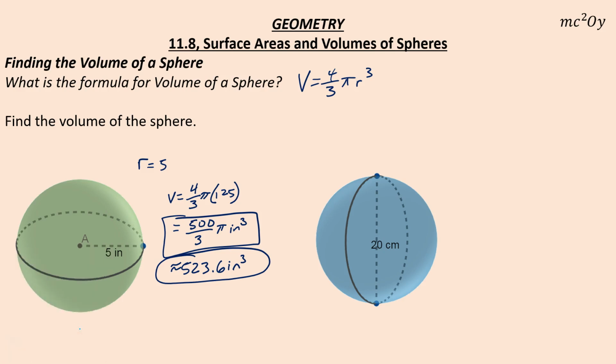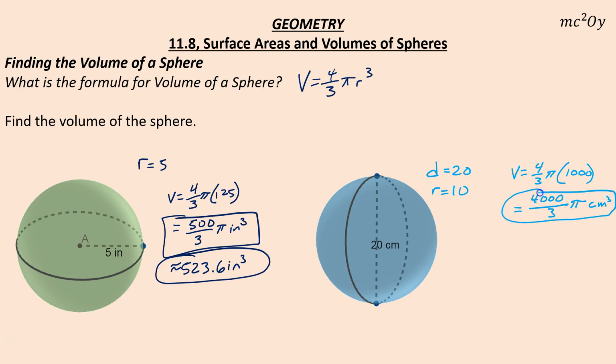Let's try another one. Over here, we know the diameter. So the diameter is 20, which means the radius is 10. So we can use that. Volume is equal to 4/3 pi r cubed. 10 cubed is 1,000, which is 4,000 over 3 times pi. That is our exact cubic centimeters. Now the rounded is about 4,188.8 cubic centimeters.